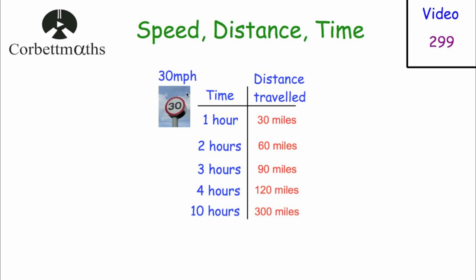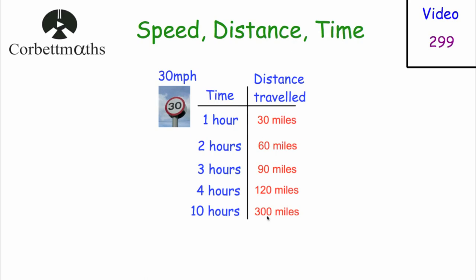So that means that if I know the speed of 30 miles per hour, and I wanted to find out how far I've traveled, I would just multiply the speed, 30 miles per hour, by the time that I was traveling. So 30 times 1 is 30 miles, 30 times 2 is 60 miles, and so on.